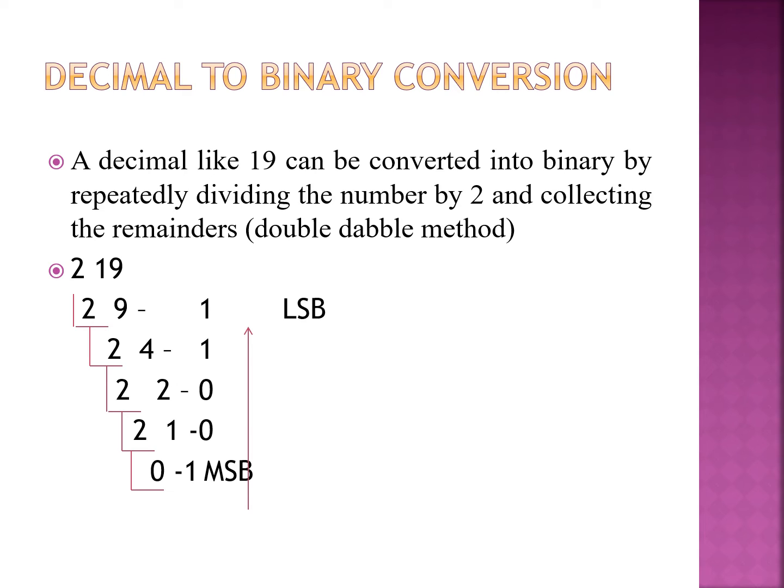The bottom bit is called the MSB and the top bit is called the LSB. Moving from bottom to top, you convert this decimal number into binary. So the binary number comes out to be 10011. Finally, the answer is 10011 with base 2. In this way you can convert any decimal number into a binary number.